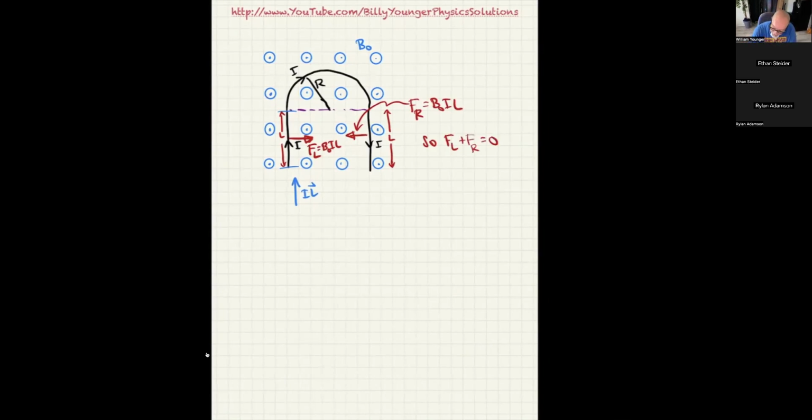What we want to do now is figure out what the circular part does. So to do that, I'm going to draw a coordinate system. That's going to be my x-axis. That's going to be my y-axis. And of course, my z-axis comes out of the board or out of the page.